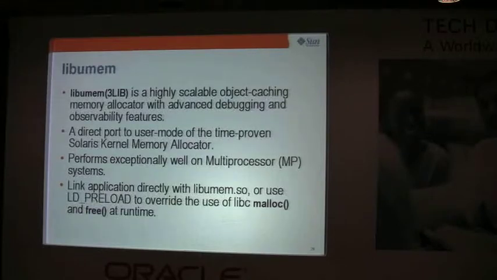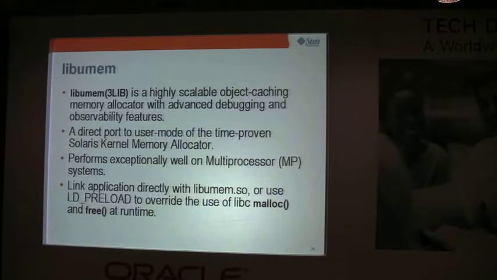So in '96, '97, we implemented a new memory allocator in the kernel called the slab memory allocator. And this is basically just a user space port of that slab memory allocator. We have one customer, fairly well known in the open source community, called Ben Rockwood. He likes libumem so much that he's actually ported it to Linux. So you can get libumem on Linux.